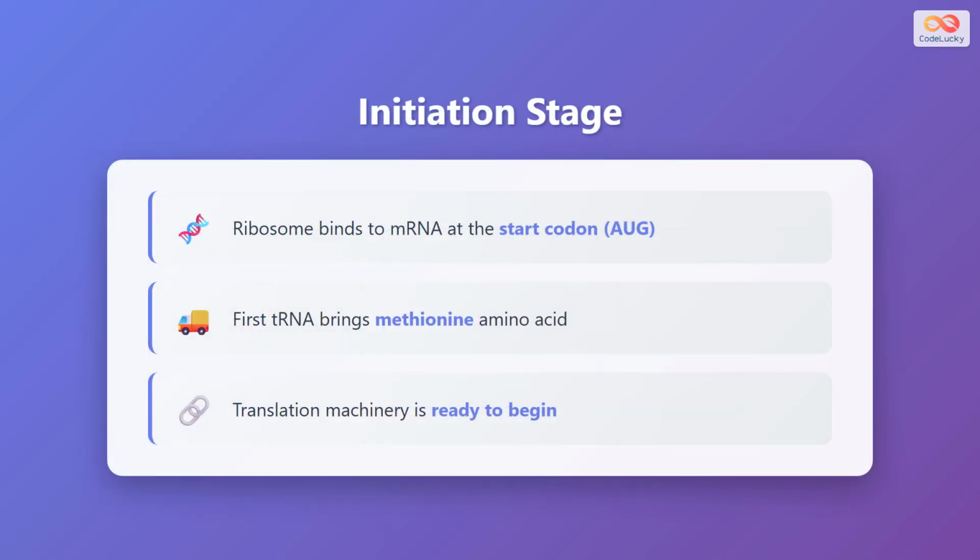Initiation is the startup phase of translation. It begins when the ribosome binds to the messenger RNA molecule and locates the start codon, which is always AUG. This start codon is crucial because it defines where translation will begin and establishes the correct reading frame. The first transfer RNA then arrives, carrying the amino acid methionine, which corresponds to the AUG codon. This methionine will be the first amino acid in the new protein chain. Once the ribosome, mRNA, and first tRNA are properly aligned, the translation machinery is fully assembled and ready to begin the elongation phase.